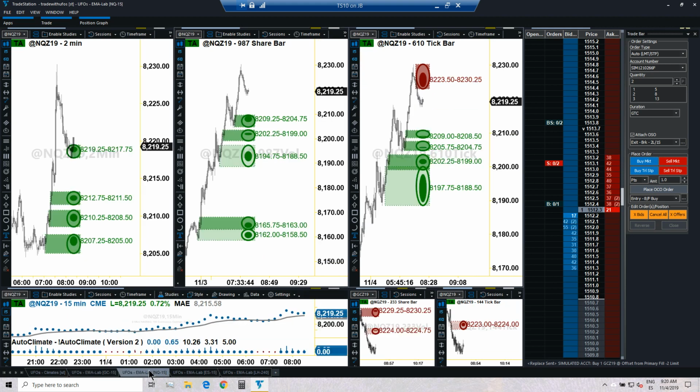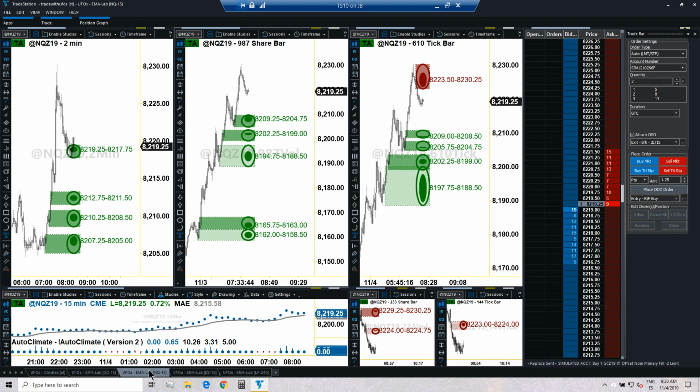So what else do we have on the NASDAQ? Nothing new, I believe. Yeah, nothing new. A new UFO formed, but it's not lining up with the average, so basically we ignore it.